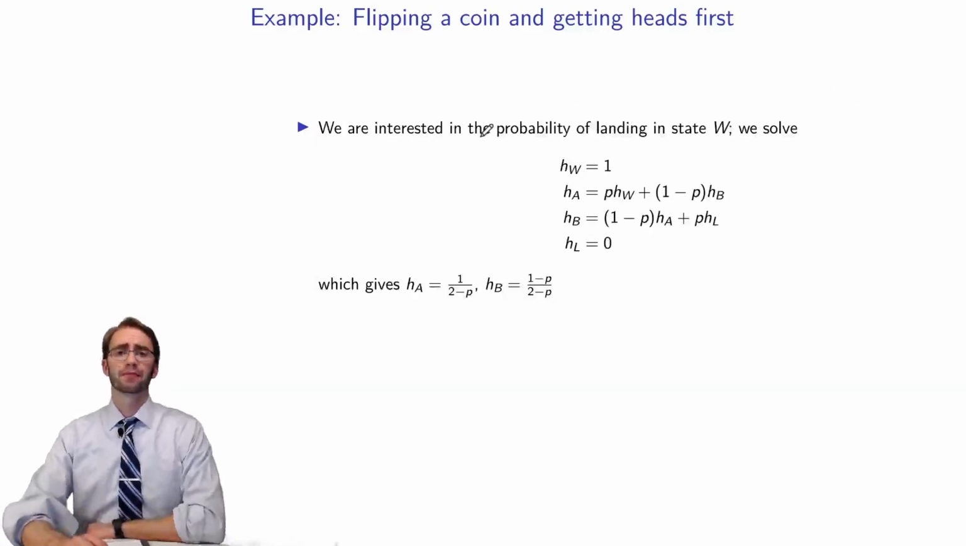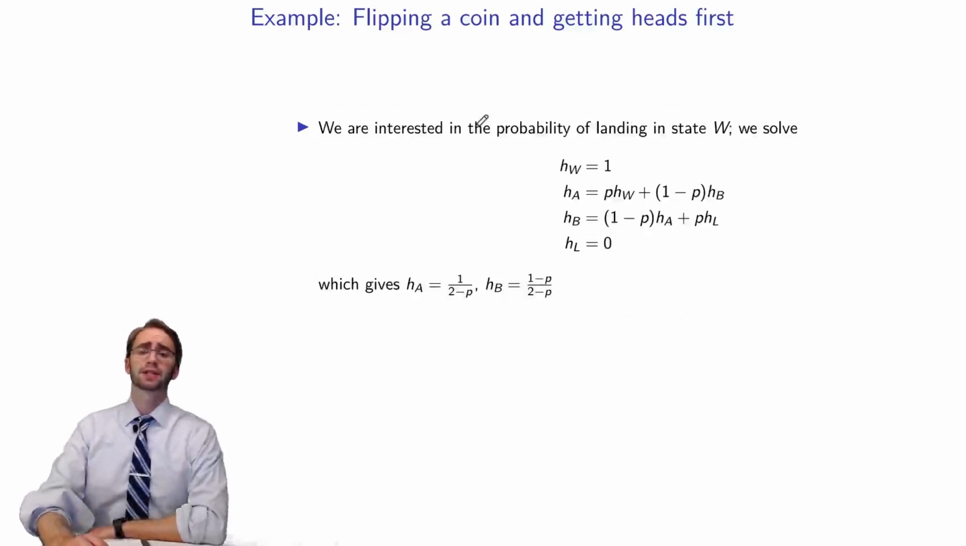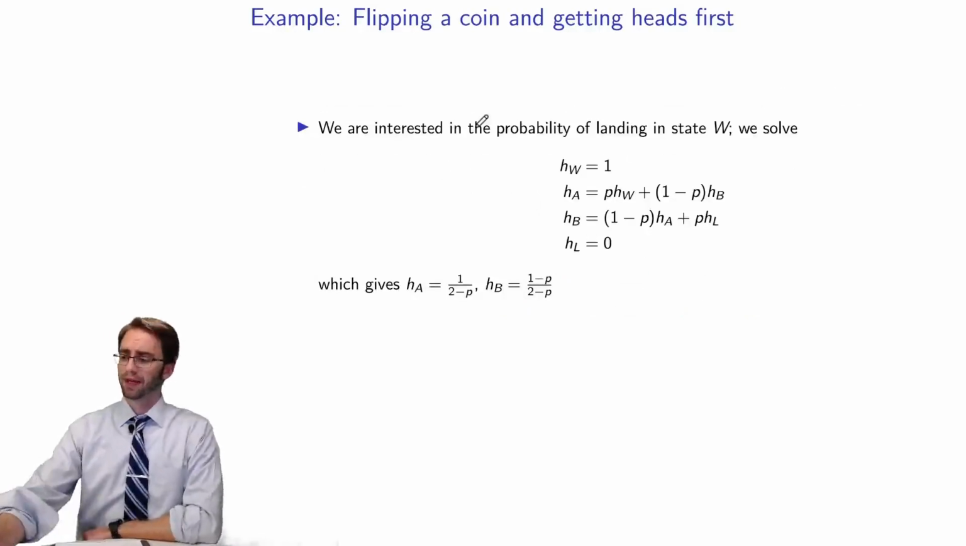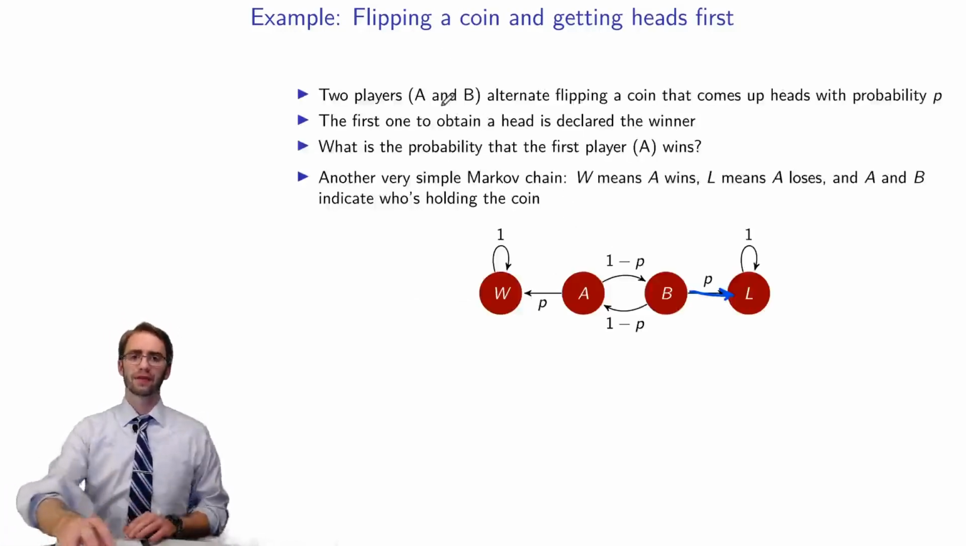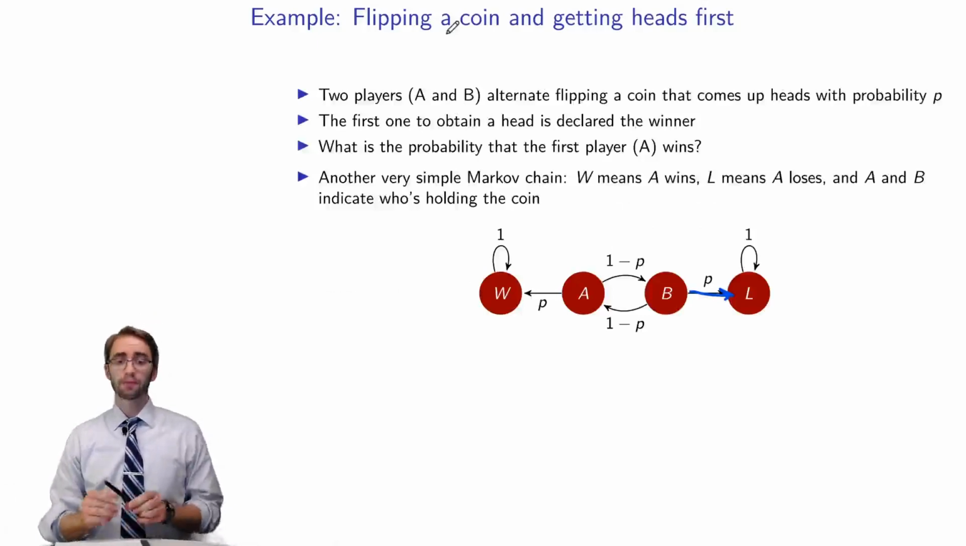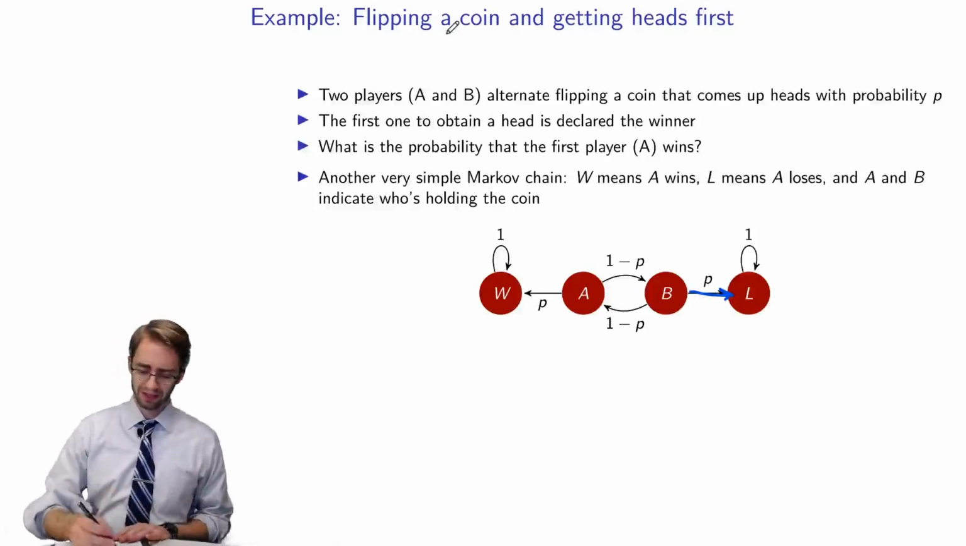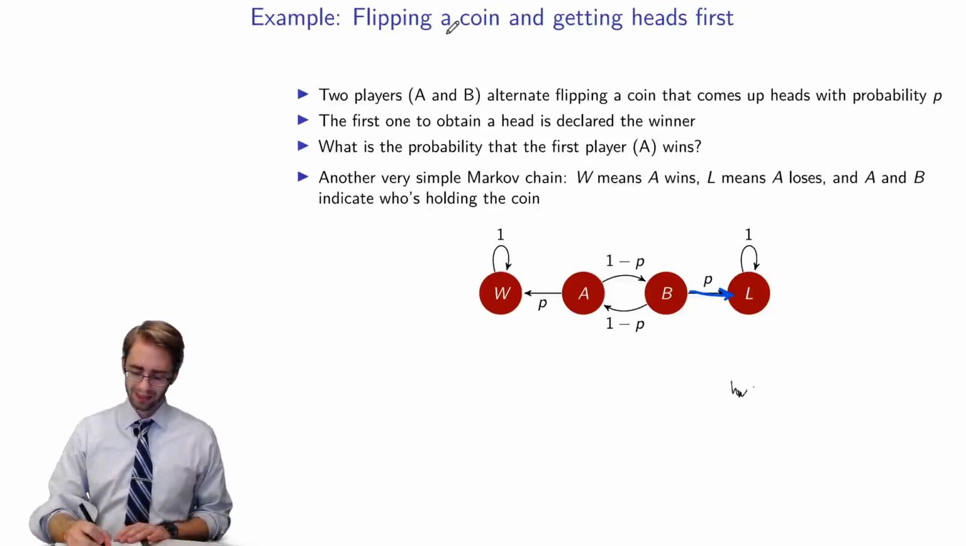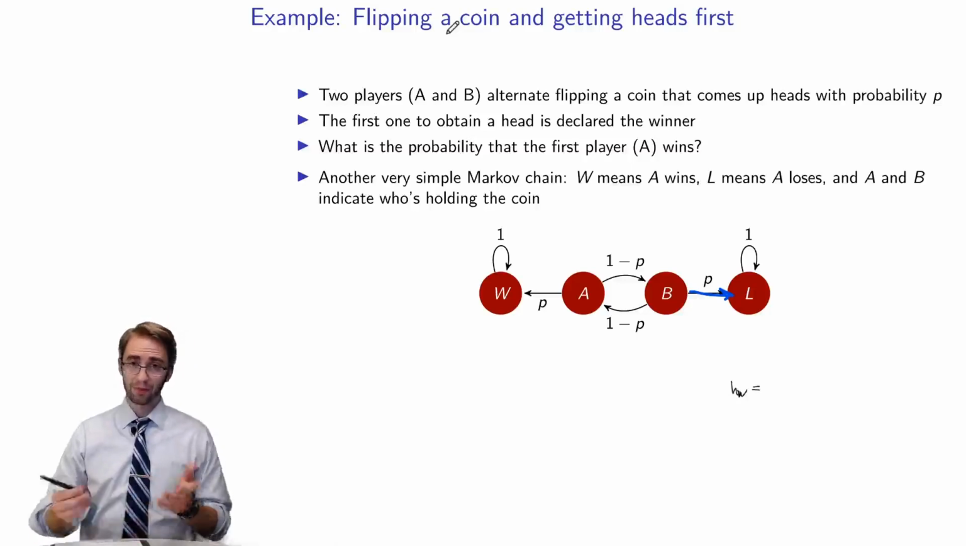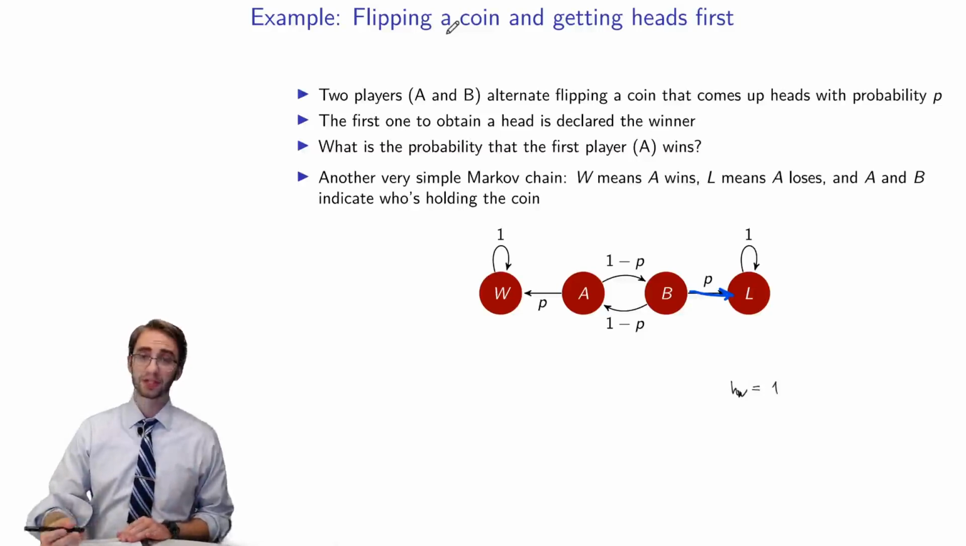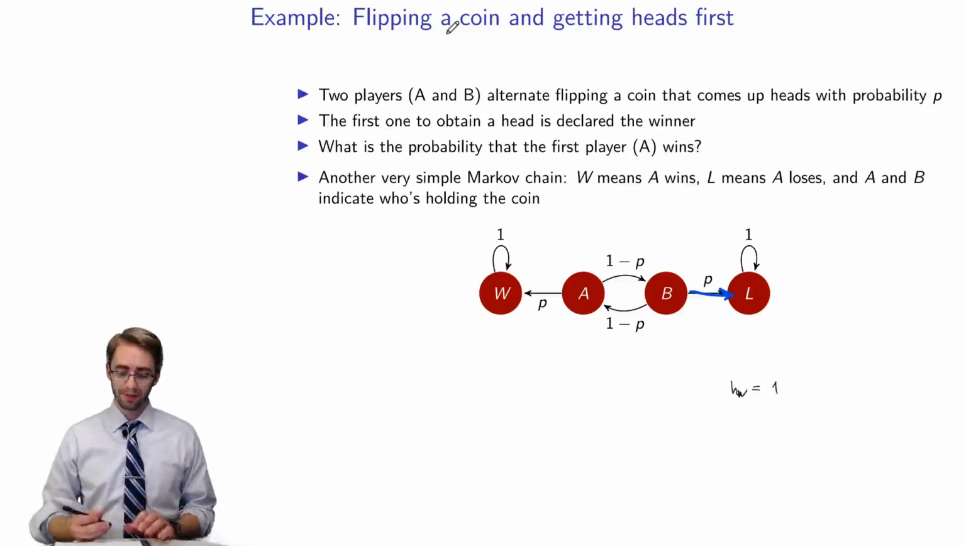It's a very simple system. We're asking what's the probability that A is going to win. In fact, I'll write out the system here, even though I think you probably can follow along pretty well. We'll write the probability that A wins as H. So H sub W is the probability that A wins if you're presently in state W, which of course is 1.